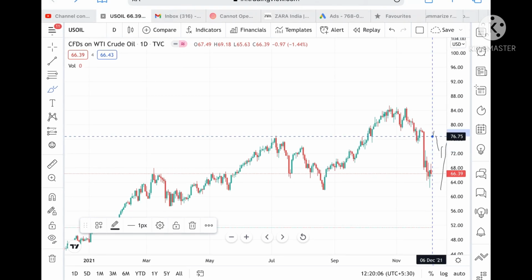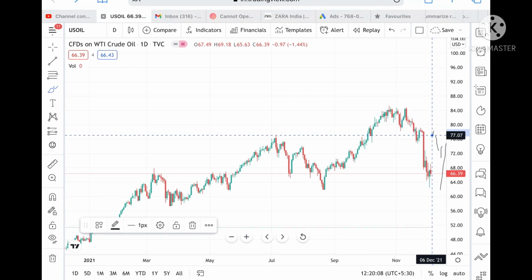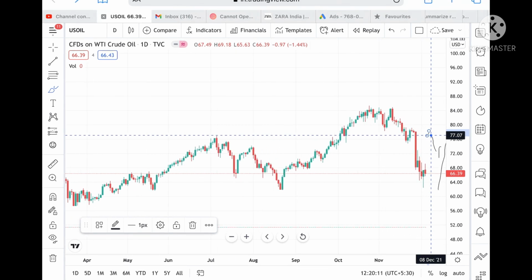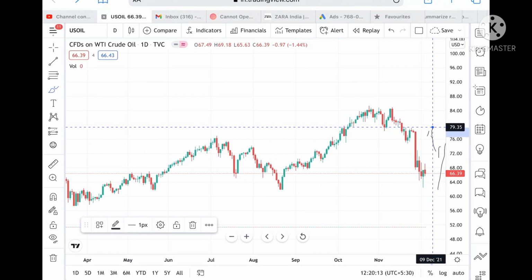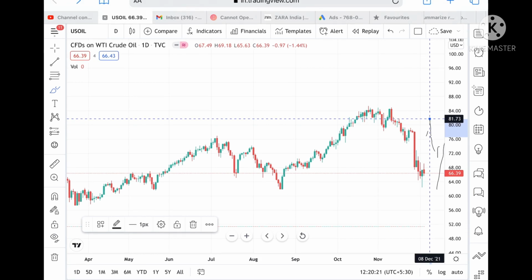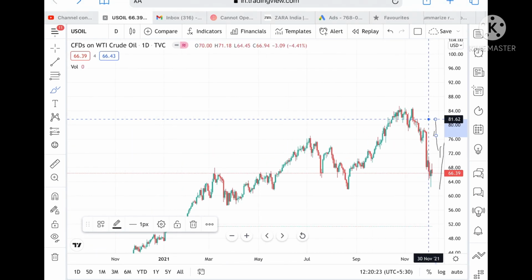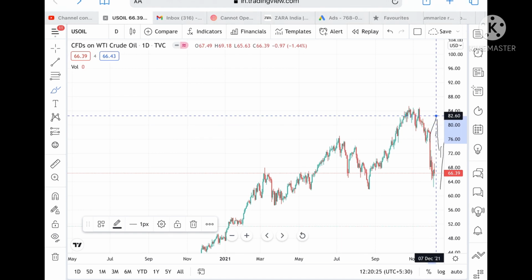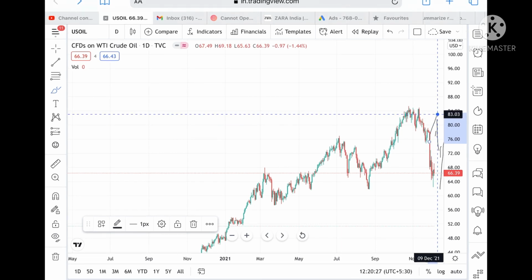So chances are high if it sustains above 76.75, then we can see it can go and touch a level of 77, and if the price sustains above this level, then we can see it can go and touch a level of 79.35, and from there we can see a level of 80.54. Suppose the price sustains above this level, then we can see it can touch a level of 81.62, and from there we can see it can go and touch a level of 83.25.